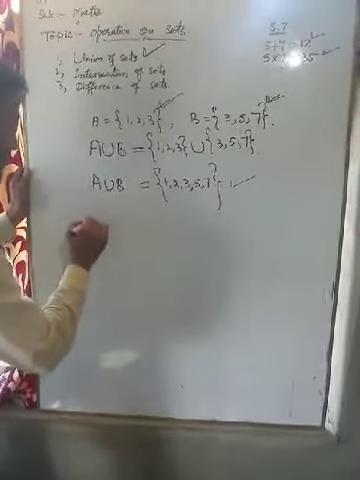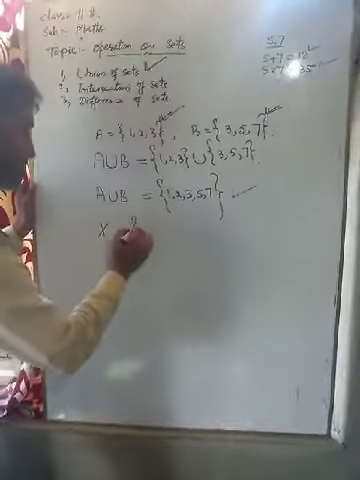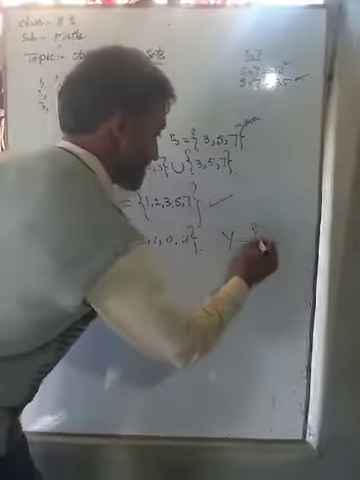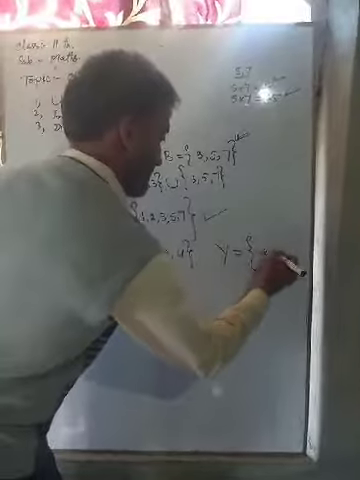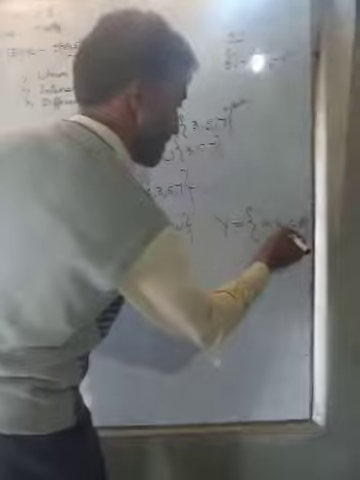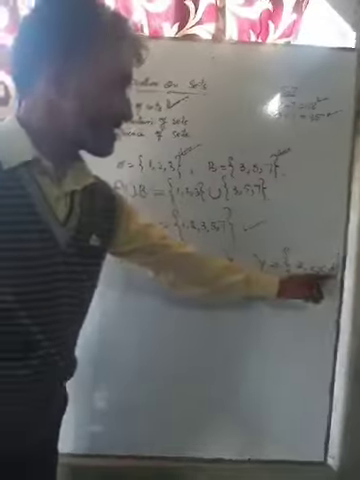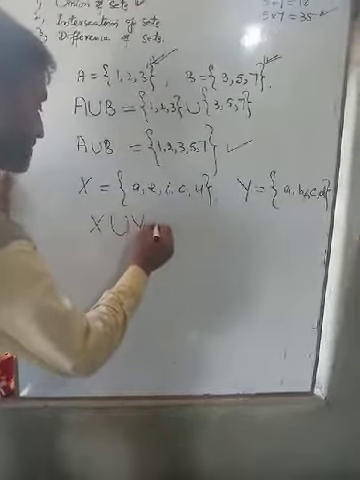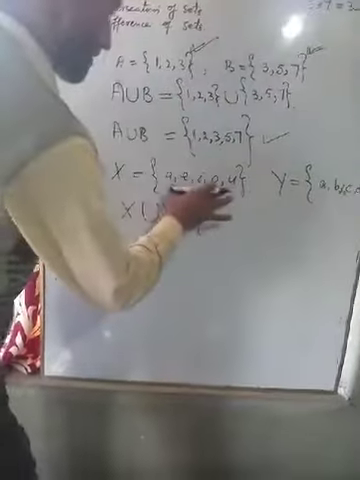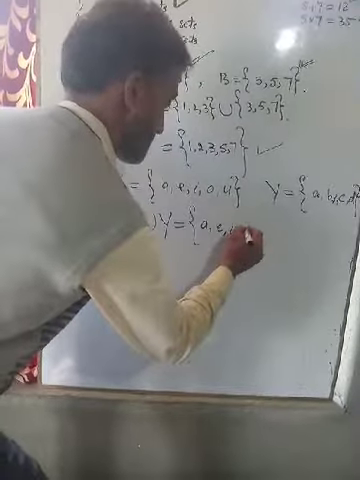Another example: if we take X, a set A, E, I, O, U, and Y is another set A, B, C, D. Now what is X union Y? Let's write here another element I. X is A, E, I, O, U and Y is A, B, I, C, D. These elements are in this set and these elements are in this set. So here we will try to find X union Y. Common elements are taken only once. We will write first of all these elements A, E, I, O, U.